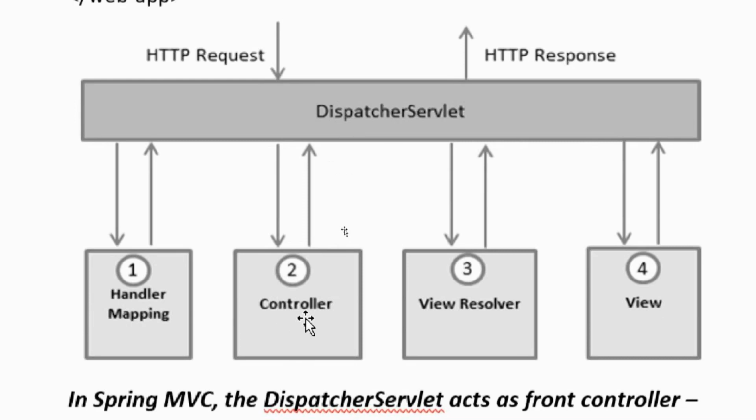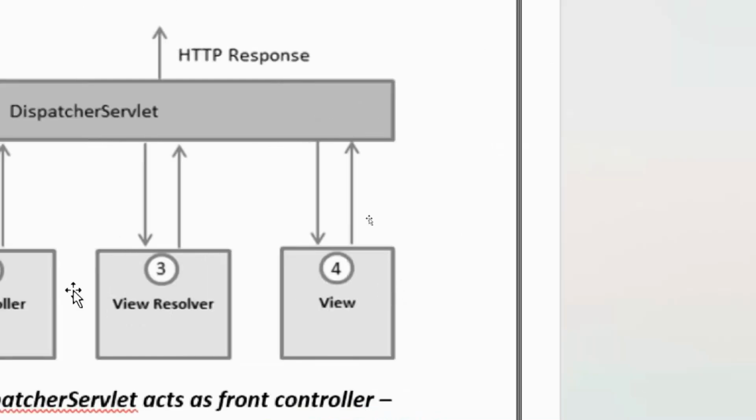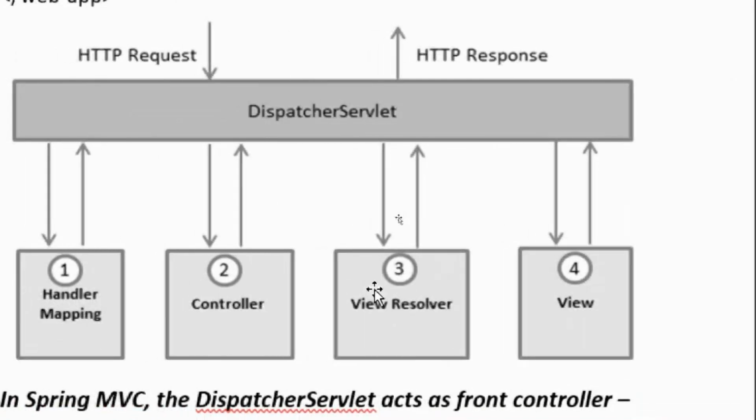The controller got some response. The controller will identify the view based on the view resolver. The second step is done based on the first step. The fourth step is done based on what? The third step. That is the only thing.